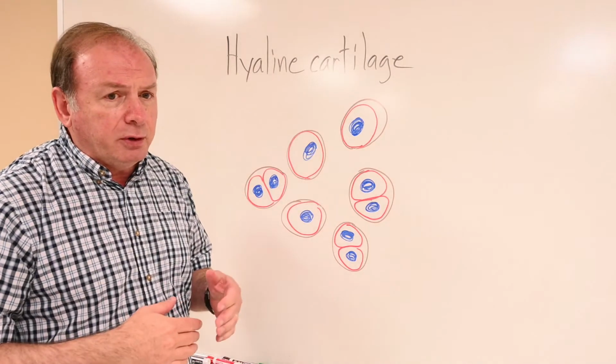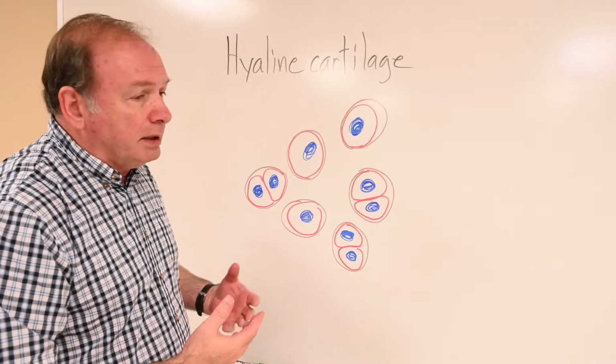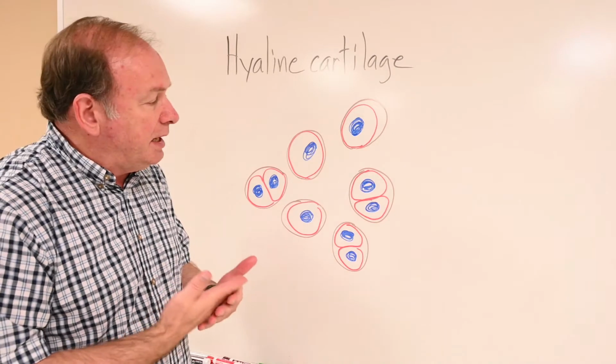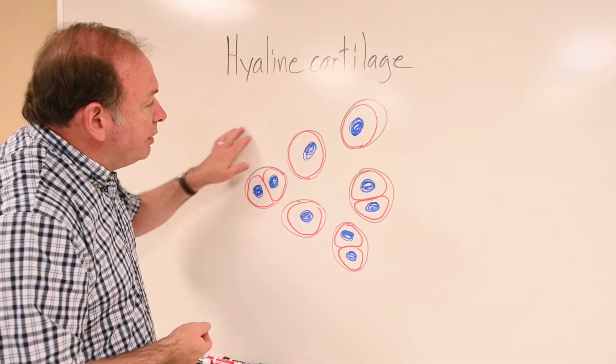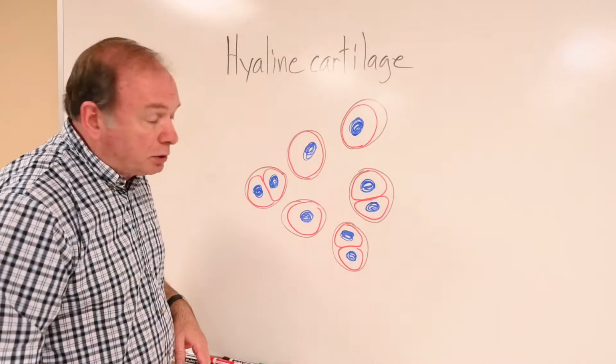It's sometimes referred to as hyaline, which means glassy. Under the microscope, when it's stained, it has just a slight pinkish color to it, but it's very uniform in its color. Maybe it'll look kind of like smoked glass a little bit.